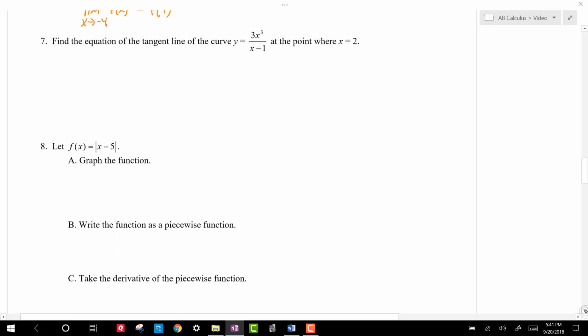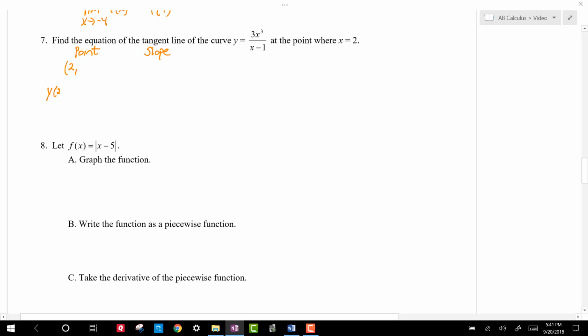All right, find the equation of the tangent line. Oh boy, tangent line. Love equations of tangent lines. I need a point, and I need a slope. All right, let's read on. Tangent line of the curve y equals 3x cubed over x minus 1 at the point where x equals 2. All right, they already gave me half the point. I love that. So next thing I need to do is plug in 2. All right, so here we go.